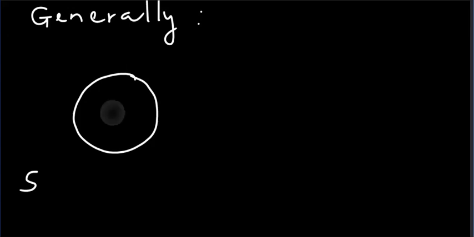Let's look at a general case. Let's assume that you have a sphere. So in this case, the surface is a closed surface. It is a sphere. And let's say you have an electric field going radially everywhere, like that.